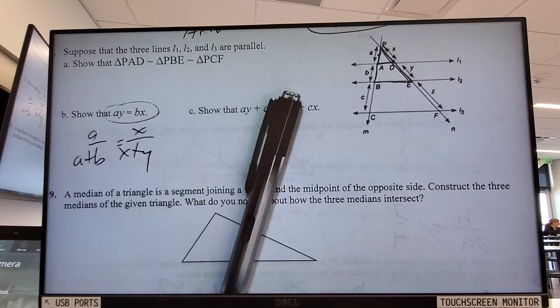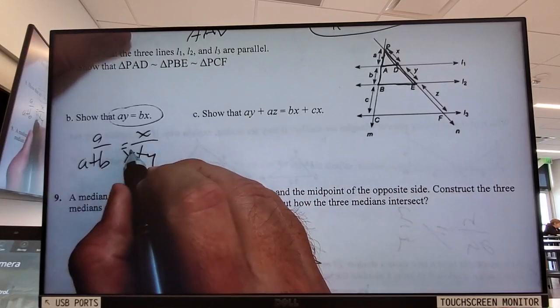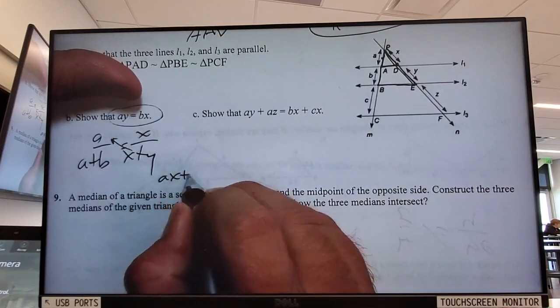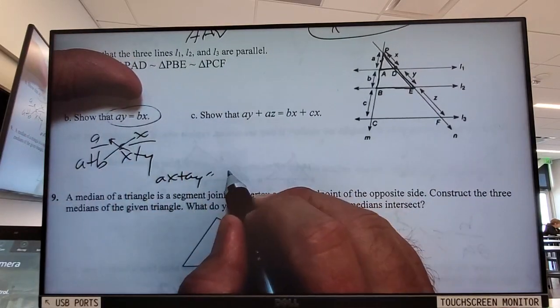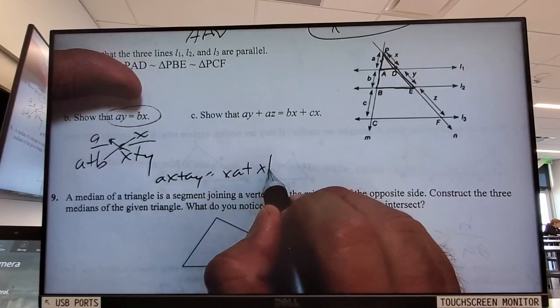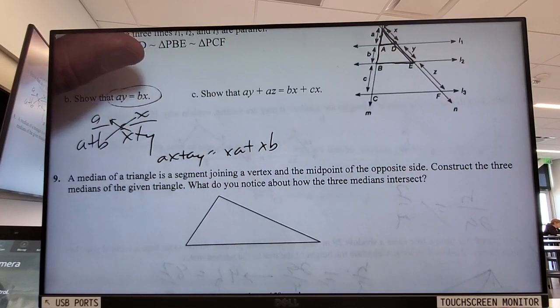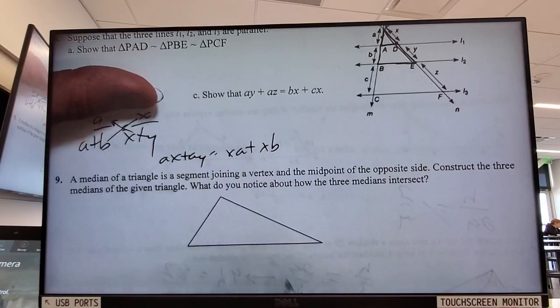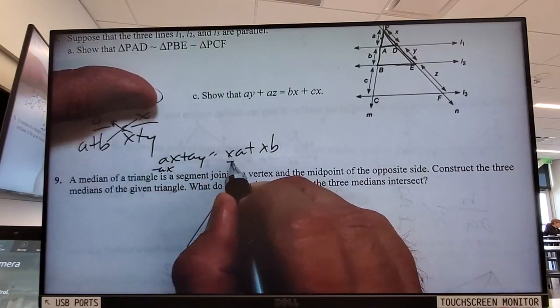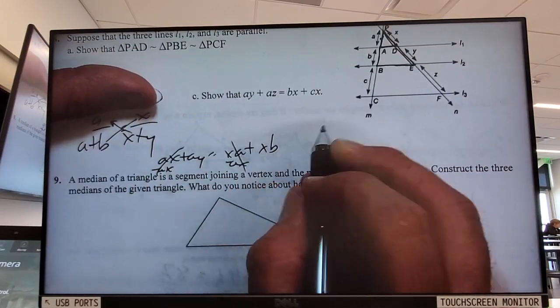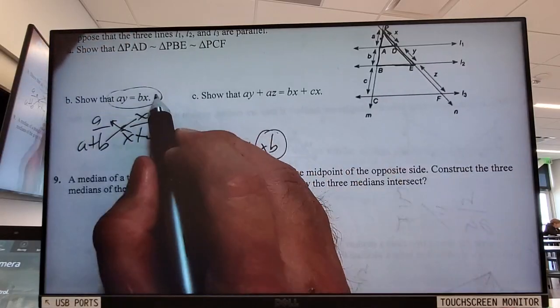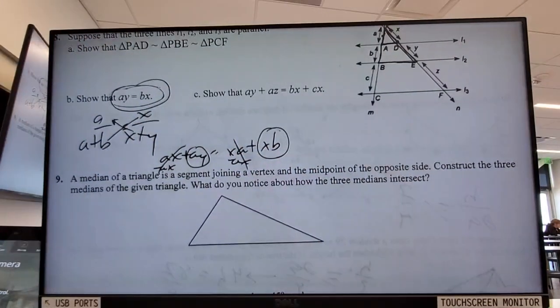AY equals X squared. Yeah, buddy. So if you cross multiply, I'm gonna get AX plus AY equals XA plus XB. Is that cool? Do you see something that's the same on both sides? AX cancel out. Yeah, if I subtract this, they cancel, and I get AY equals XB, which is what I was trying to show. Is that cool?